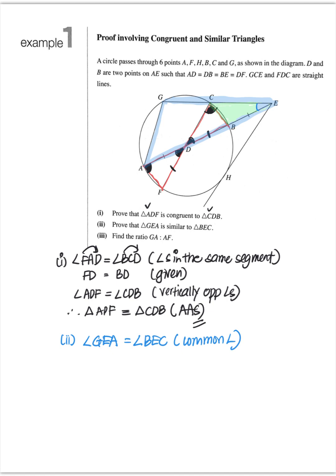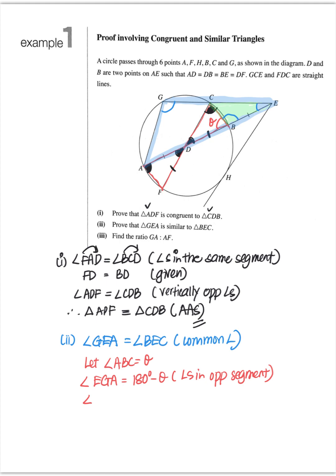So you can ask yourself why angle G is equal to angle B. Okay, so what you can do is let this angle be theta. Okay, so let angle ABC be theta. Okay, so angle EGA is equal to 180 minus theta, right? Angles in opposite segment. You have a cyclic quadrilateral, right? ABCG.